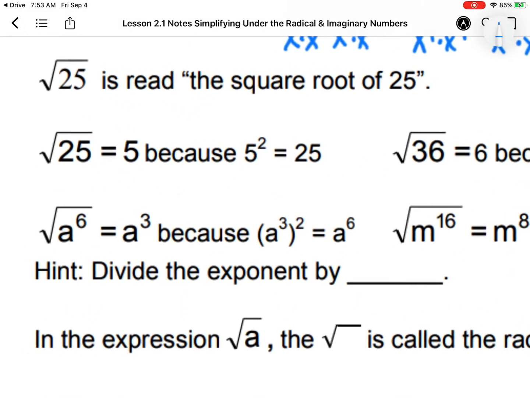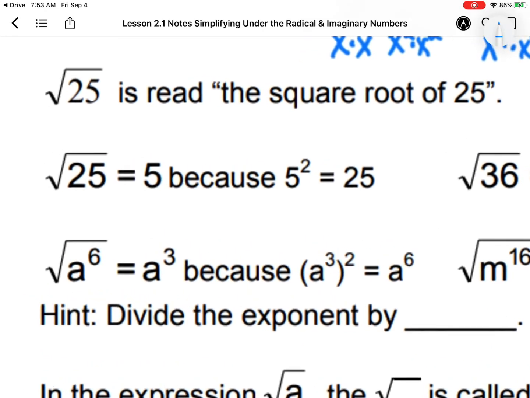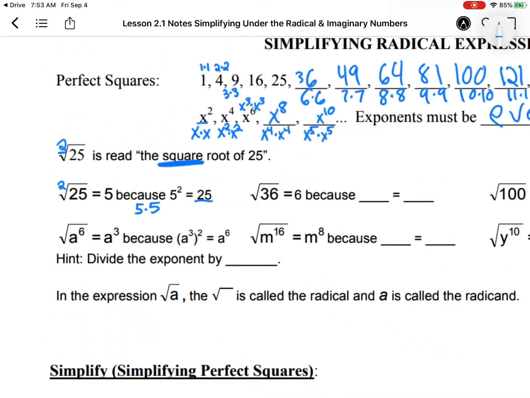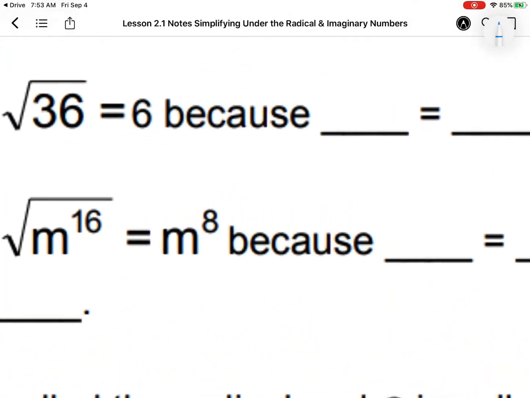So the square root of 25 is read as the square root of 25 because there is no index indicated. So there's a 2. That's where that square word is coming from. So in this case, we've got the square root of 25 is 5, because if you do 5 times 5, that gives you 25.